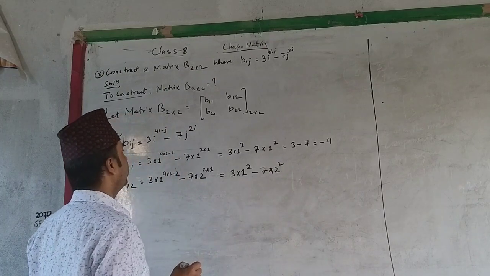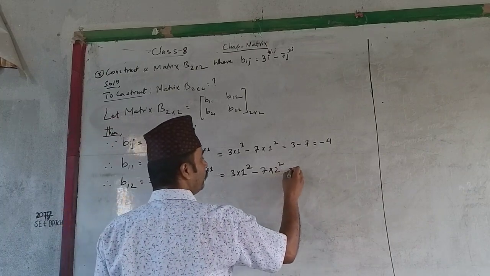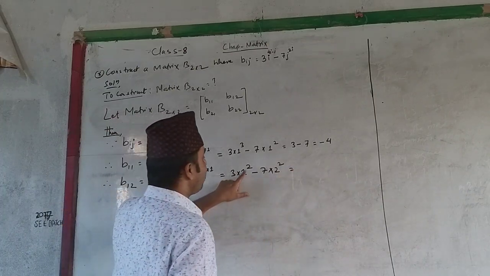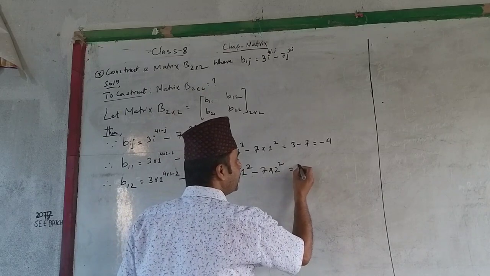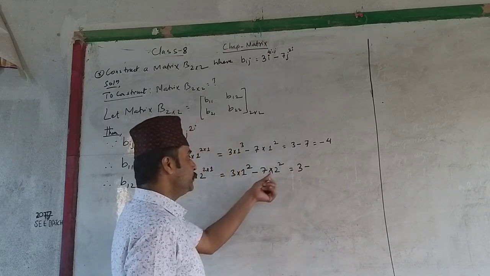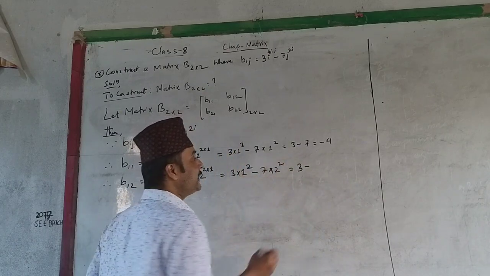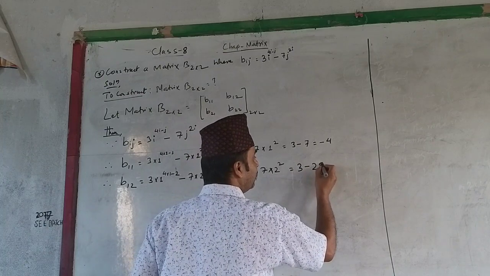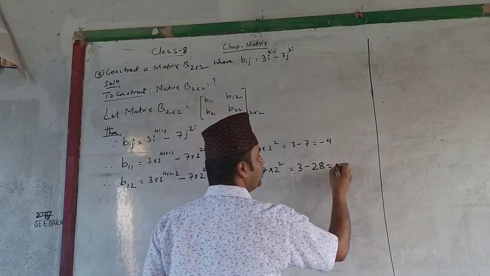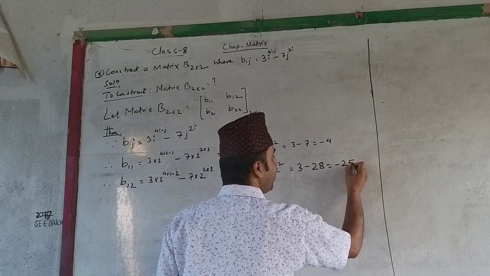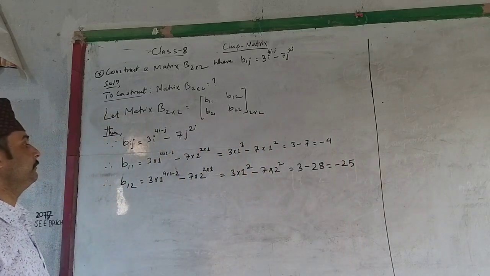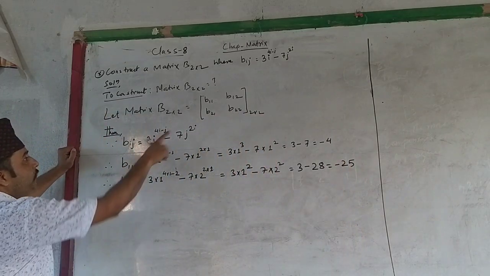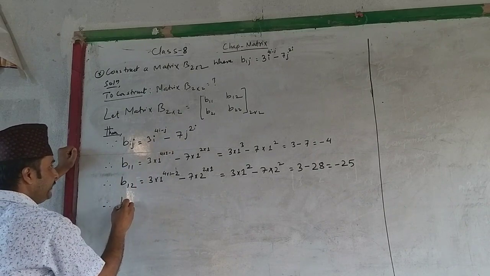Now what will be your answer? Directly I am writing: 3 times 1 to the power 1 is 1, so 3, minus 2 to the 4, 4 sevens are 28. So how much? It is minus 25. Minus 25. Okay.